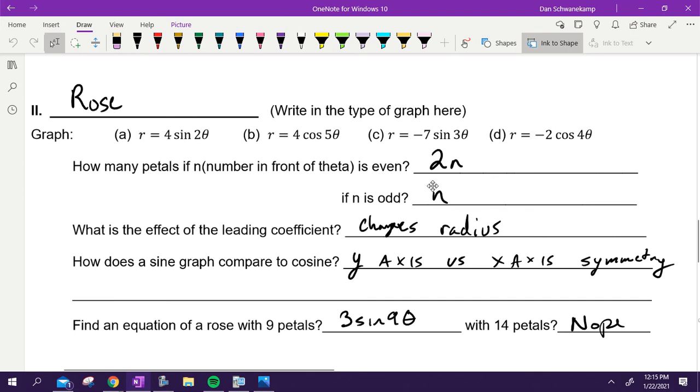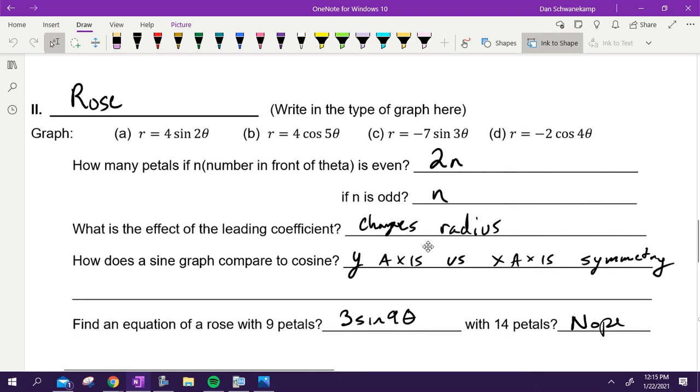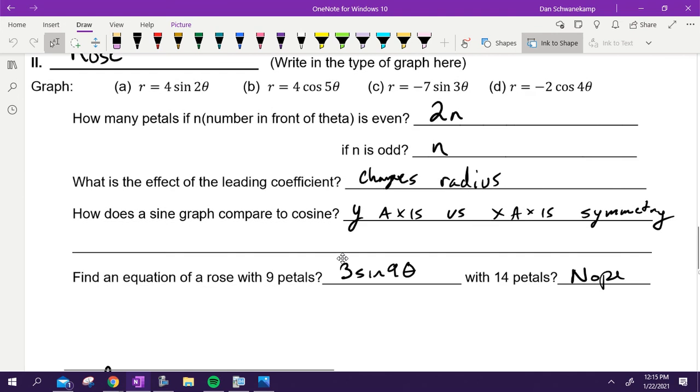Okay? How does the leading coefficient change it? It makes the radius bigger. Again, sine graphs are going to have y-axis symmetry. Cosine graphs are going to have x-axis symmetry. Find an equation with 9 petals. I said 3 sine 9 theta. You could have anything there as long as you have a 9 in front of your theta. How can you get 14 petals? You can't, because if it had 14 in front of theta, you would double it. It'd be 28. If you had a 7 in front of theta, you would keep it the same and get 7. What is another number amount of petals that you cannot get?